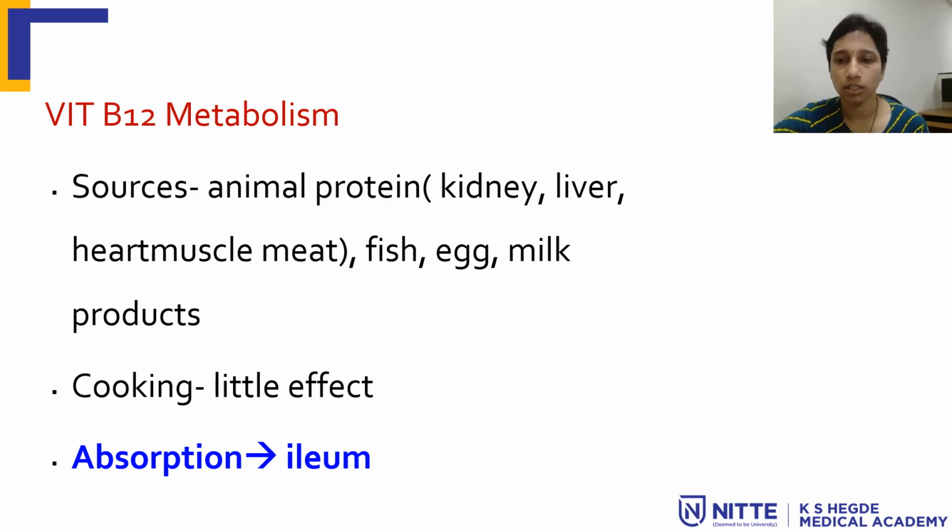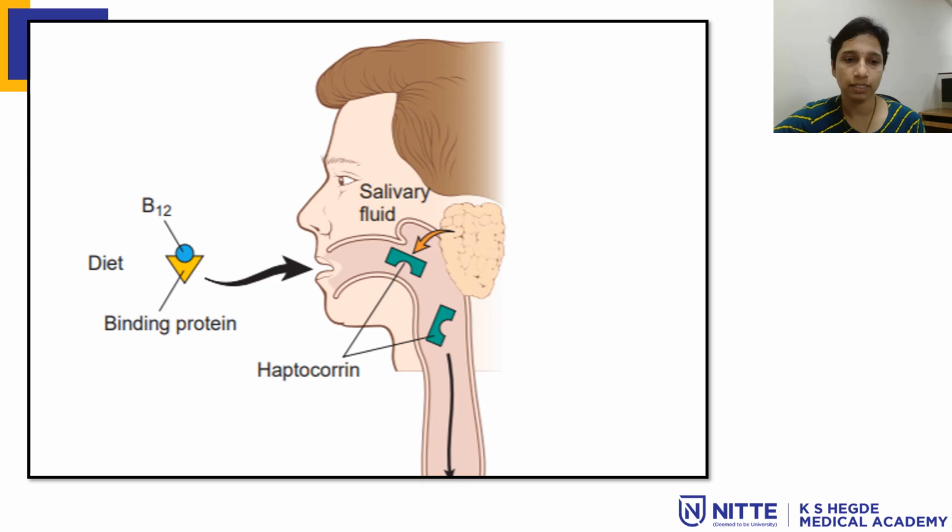So coming to metabolism of vitamin B12. The sources of vitamin B12 are mainly animal protein. That is, the source of animal protein can be kidney, liver, heart, muscle, meat, or fish, egg, and milk products. Cooking has very little effect on vitamin B12. That means it is not easily destroyed by the cooking process. The absorption takes place in the ileum.